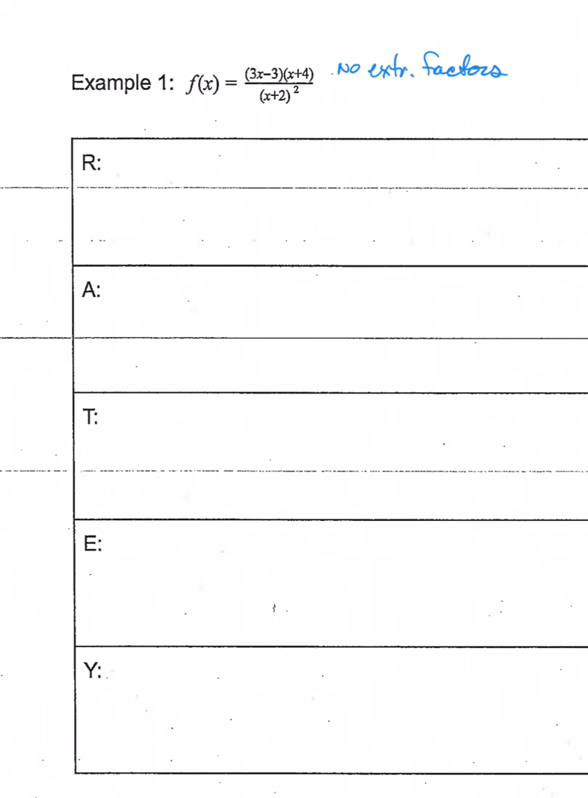So R is for roots. And what does it say for roots? Take the what? Top factors equal to 0, which means we have 3x minus 3 equals 0, and solve for x. We get x equals 1, and we get x equals what? -4. So we have roots at -4 and 1. Now, here's the cool thing. We can go ahead and put those on our graph, can't we?